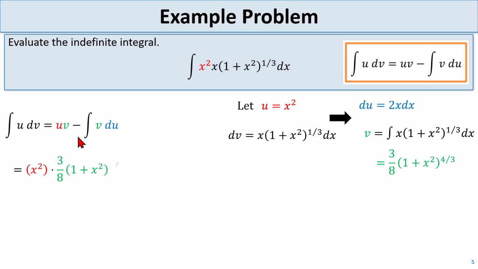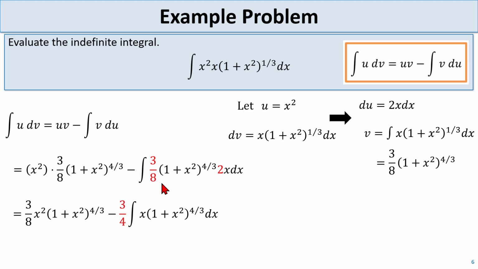So u was x squared. These two copies of v are the result that we just found, 3/8 times the quantity 1 plus x squared to the 4/3 power. And du is 2x dx. After I plug everything in, I should look for ways of simplifying my expression. One thing that I can certainly do is multiply the 3/8 and the 2 together to get a 3/4. Also move this x out front and simplify this expression a bit by getting rid of some parentheses.